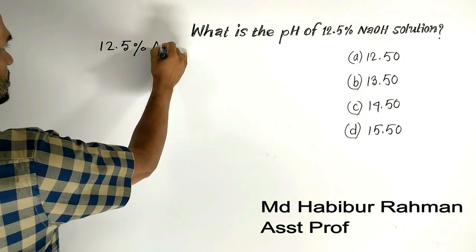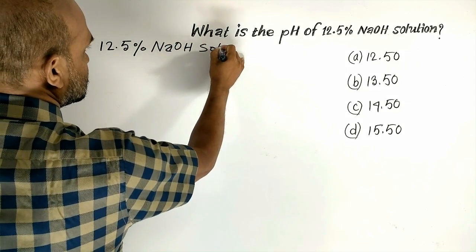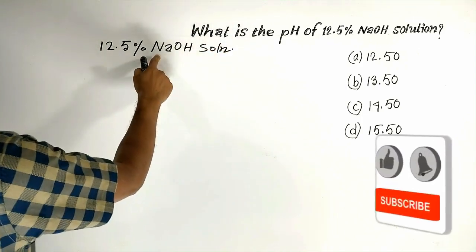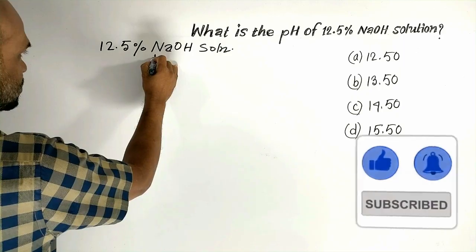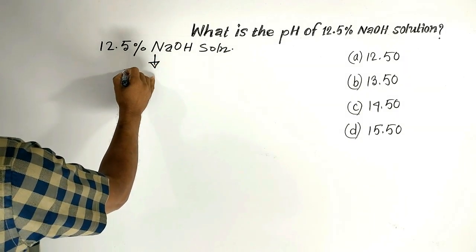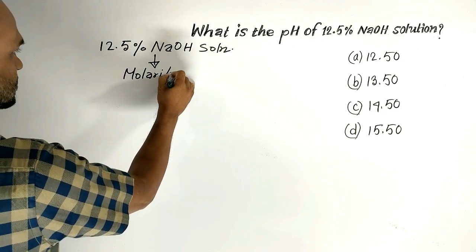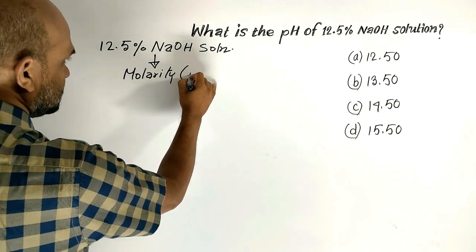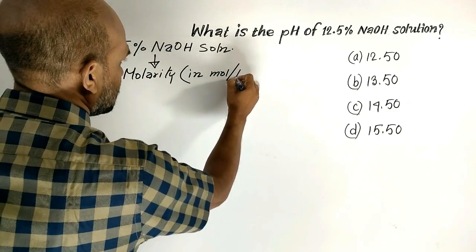12.5% sodium hydroxide solution. First of all, this concentration has to be converted to molarity. That is in mole per liter.